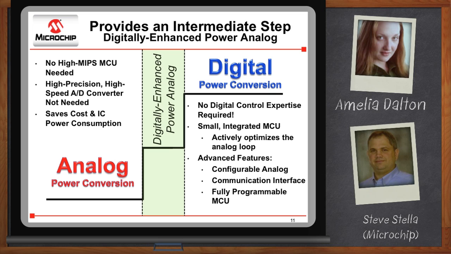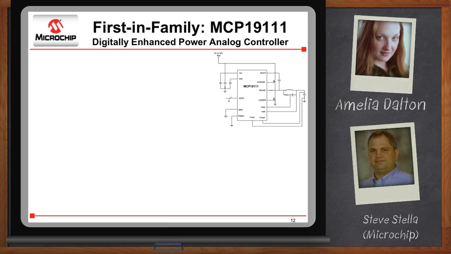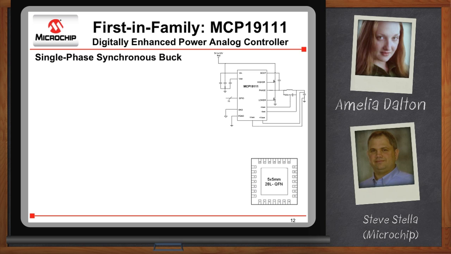Okay. So, Steve, this is a great concept, but do these really exist? I guess if so, let's get down to some specifics about these parts. I'm more than happy to talk about specifics. So Microchip has launched a first in family, the MCP19111, which is our first digitally enhanced power analog controller. It is a single-phase synchronous buck device, which operates over a very wide input voltage, 4.5 to 32 volts. This makes it ideal for 5, 12, and 24 volt rails.